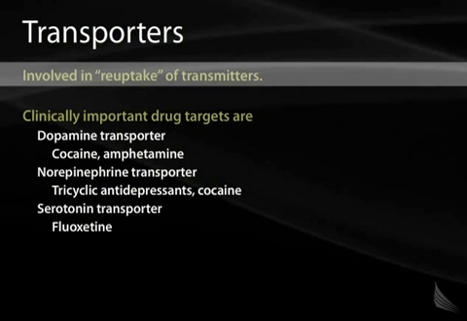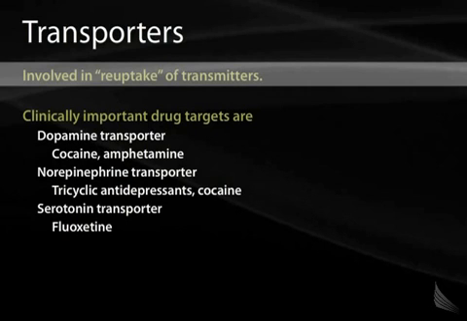Dopamine transporters will actually decrease the concentration of dopamine in the central nervous system. These are inhibited by drugs like cocaine and amphetamine, which increase the concentration of dopamine in the synaptic cleft in the central nervous system. Other medications, such as tricyclic antidepressants and cocaine as well, will increase the concentration of norepinephrine by blocking the transporter, or the reuptake.